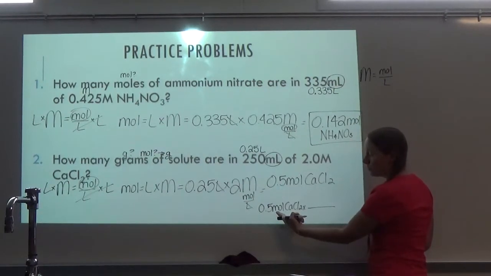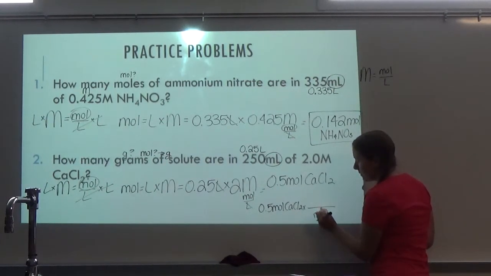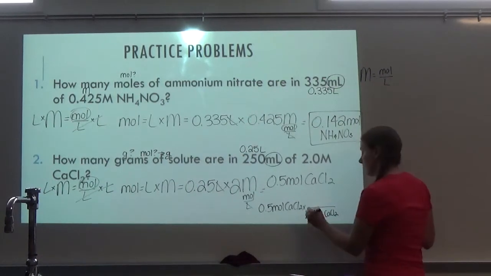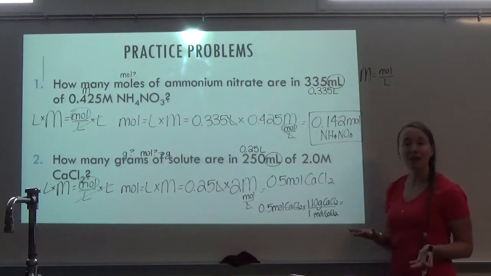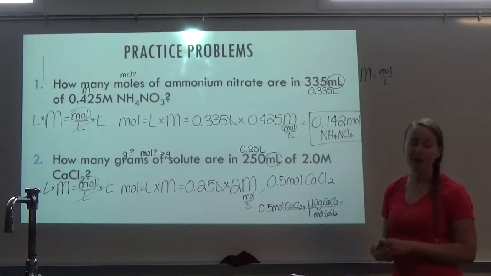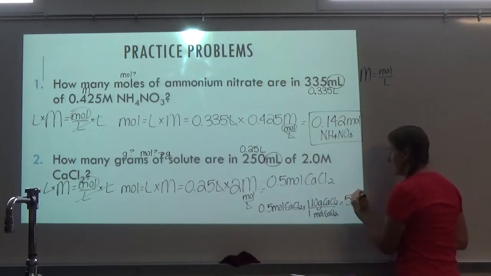So I'll follow my golden rule. Since moles is on top, I put mole on bottom. And molar mass always equals 1 mole. So 1 mole on bottom. And then 110 grams on top, because that's what I added up off the periodic table. Since both my numbers are on top, I'm going to multiply. I'm going to do 0.5 times 110, and I'm going to get 55 grams of calcium chloride.